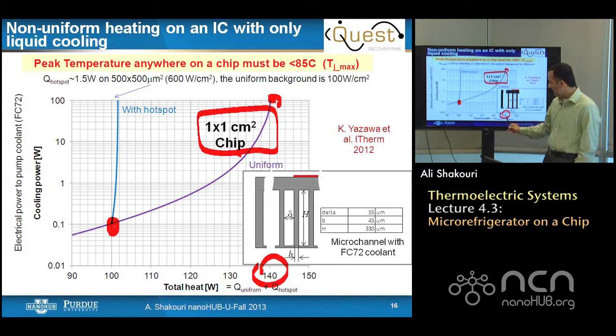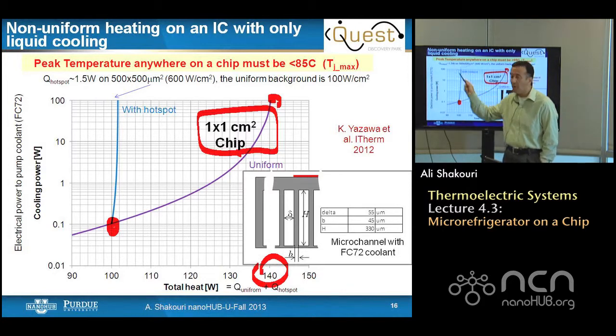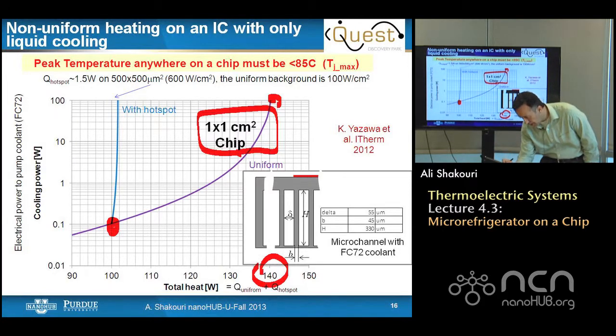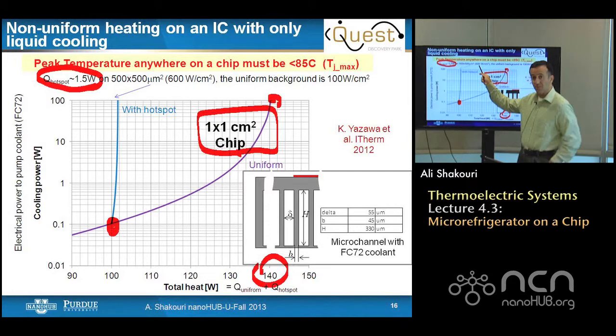that I'm not dissipating the 140 watt uniformly in the chip. I have 100 watt uniform in the chip, and the blue line tells you I add a hot spot, which is only 500 by 500 micron square. It has only 1.5 watt. So instead of 100 watt it is 101.5 watt. This is 600 watt per centimeter square localized.